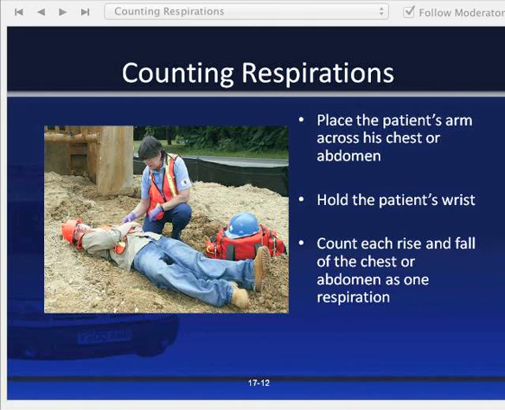To count the patient's respirations, place the patient's arm across their chest or abdomen. Hold the patient's wrist as if you're assessing the radial pulse. Watch the rise and fall of the chest or abdomen. Begin counting when the chest or abdomen rises. Count each rise and fall of the chest or abdomen as one respiration. Watch to see if respirations are regular and if the chest rises equally. Count respirations for 30 seconds. Multiply that number by 2 to determine the rate for 1 minute.